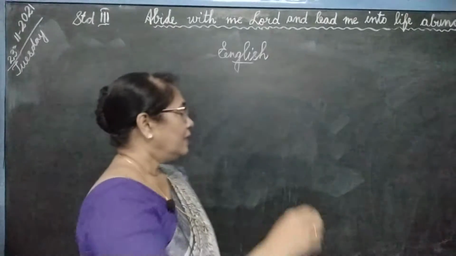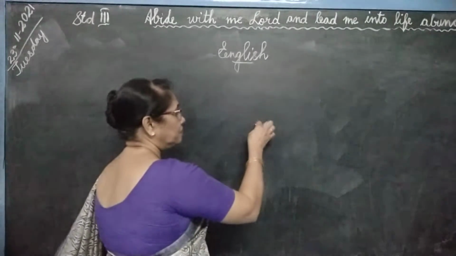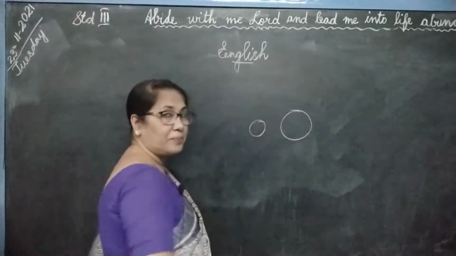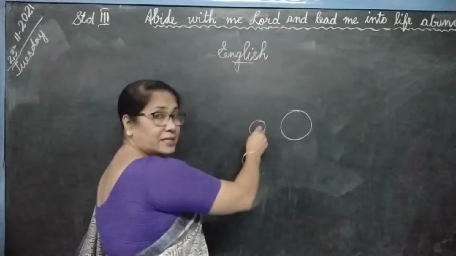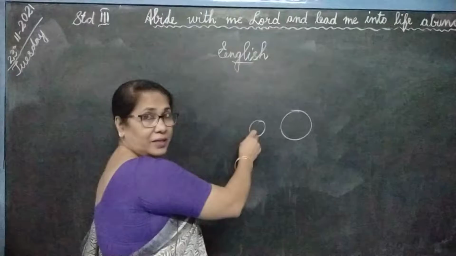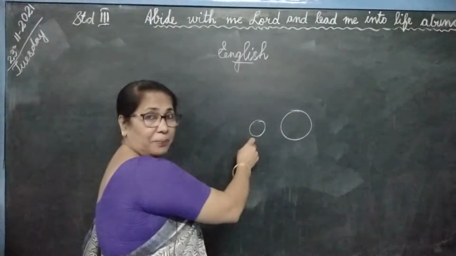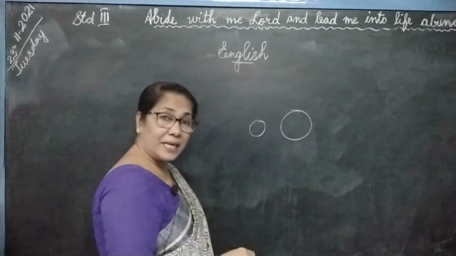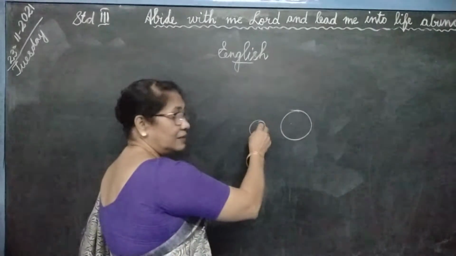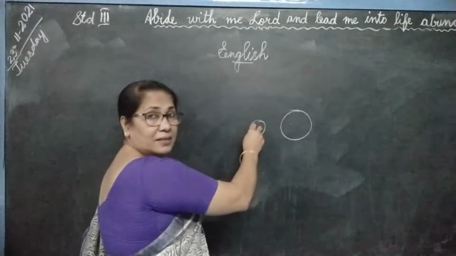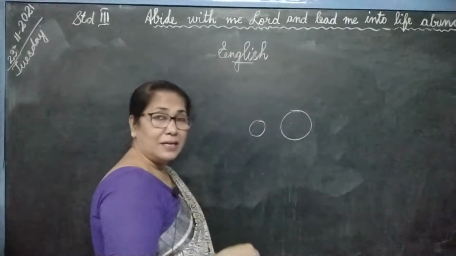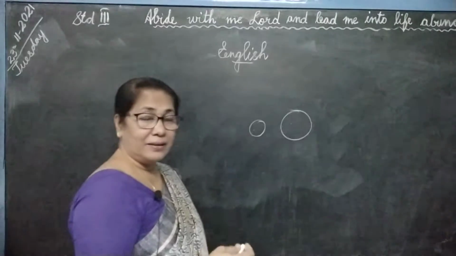Now between these two circles, you are only comparing these two things. This circle is small, that's the positive degree. But when you are comparing with this, you use the comparative degree. The first circle is small, so the second circle is a little bigger, isn't it?